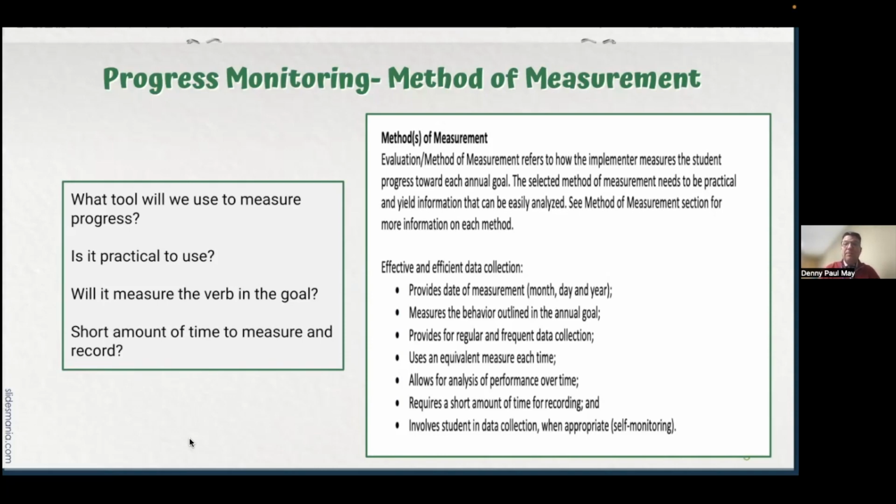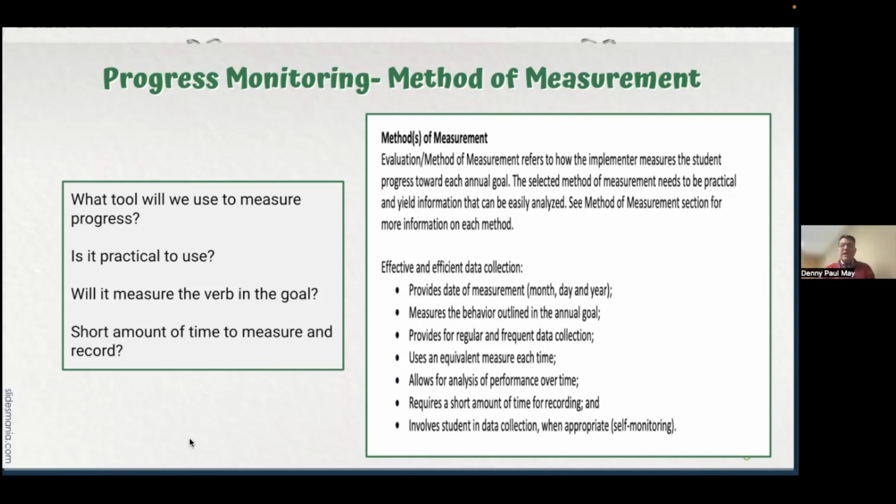And so when you look at evaluation method measurement, you are looking at how the implementer measures the student progress toward each goal. What tool do you use? And that tool selection needs to be practical, and it needs to yield information that can be easily analyzed. And it doesn't need to take a long time. Okay. It is something that's going to provide you the date of the measurement. When you do effective data collection, it's going to measure the behavior outlined in the annual goal.